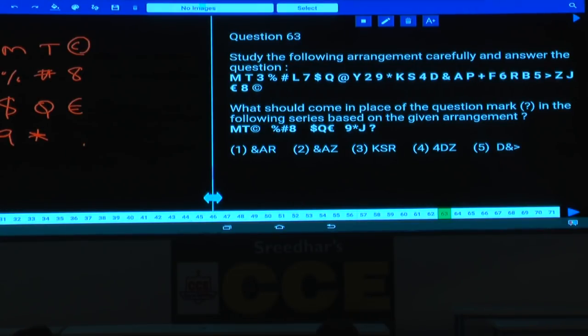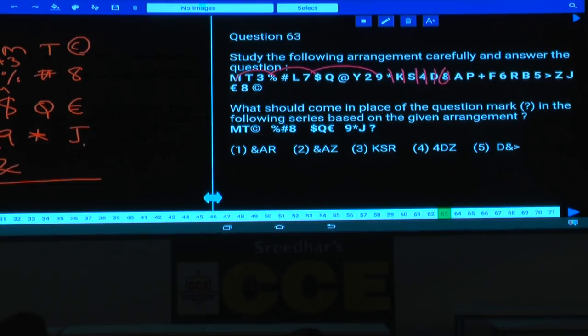Now the logic. Yes, find out the first elements here. M and percentage, 1, 2, 3 plus 3. And percentage and dollar, 1, 2, 3, 4 plus 4. Next one dollar and 9, 1, 2, 3, 4, 5 plus 5. Plus 3 plus 4 plus 5. Next one must be plus 6. Now plus 6, 1, 2, 3, 4, 5, 6. Then what is the answer here?